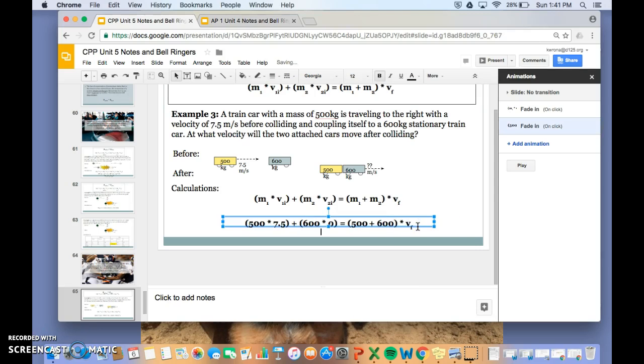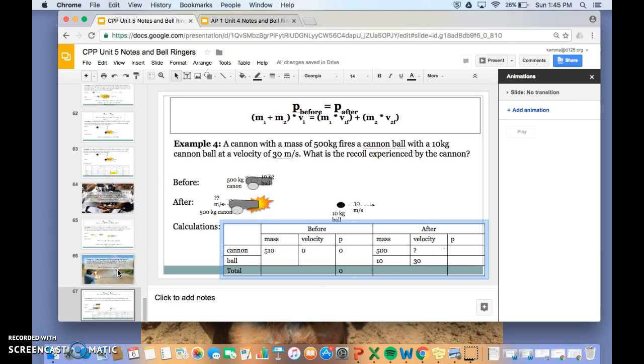So if I want to go ahead and solve that, I can do 500 times 7.5 is equal to 3,750, plus 600 times 0 is 0, equals 1,100, 500 plus 600, times V final. So now I'm just going to divide both sides by 1,100. And I get that 3.41 meters per second is equal to V final. So these cars will stick together and move to the right at a velocity of 3.41 meters per second.